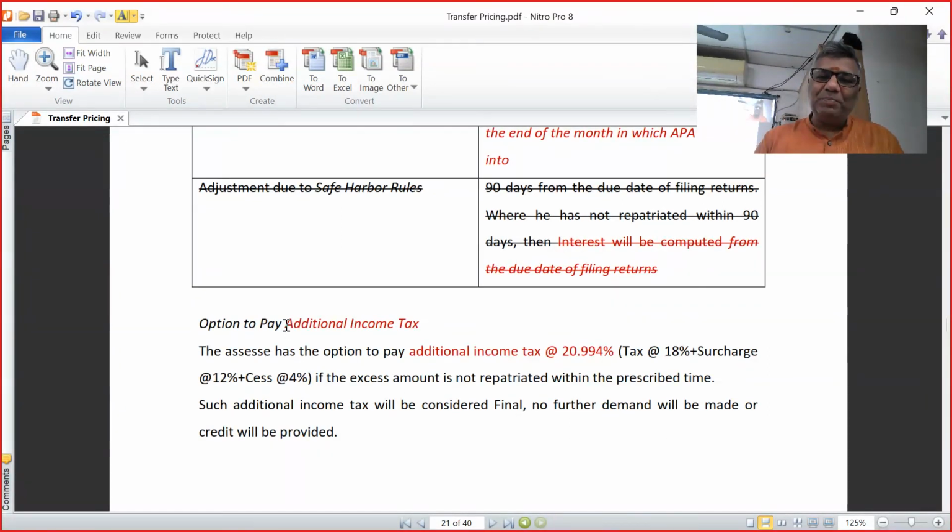Optional to pay additional income tax. The assessee has the option to pay additional income tax at 20.944%. If the excess amount is not repatriated, such additional tax will be considered. Further, no further demand will be made.